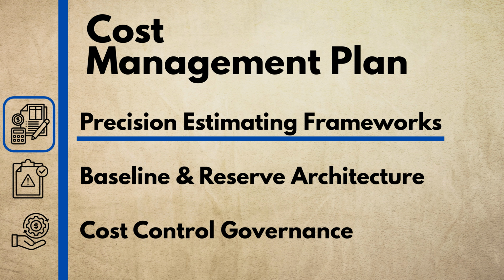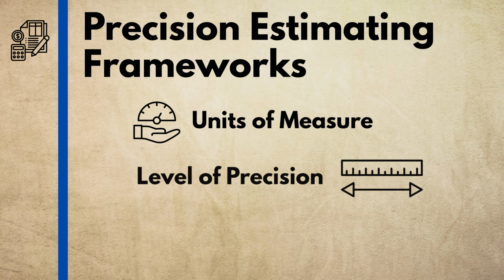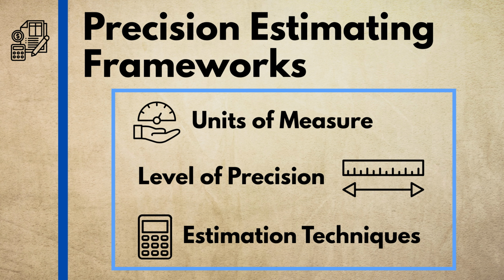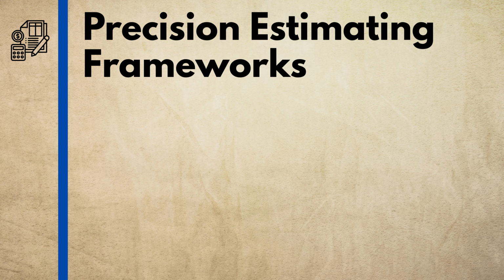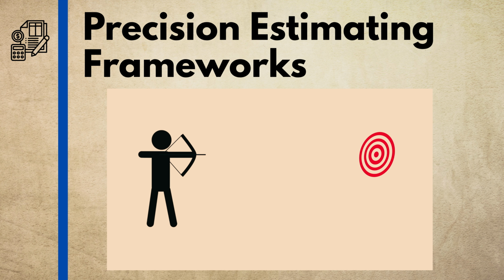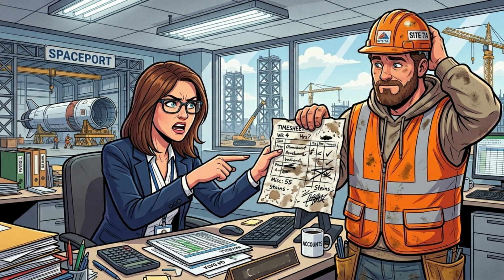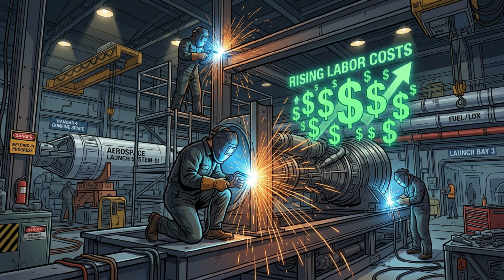First, we have precision estimating frameworks. This pillar defines the precise units of measure, the level of precision for financial calculations, and the estimation techniques permitted across different work packages. It specifies whether labor is tracked in hours or standard days, and establishes exact accuracy ranges such as rough order of magnitude versus definitive bottom-up estimates. At Nova Launch Systems, the absence of clear precision rules allowed specialized contractors to bill against ambiguous time and materials line items, multiplying hidden labor costs across high-pressure welding tasks.